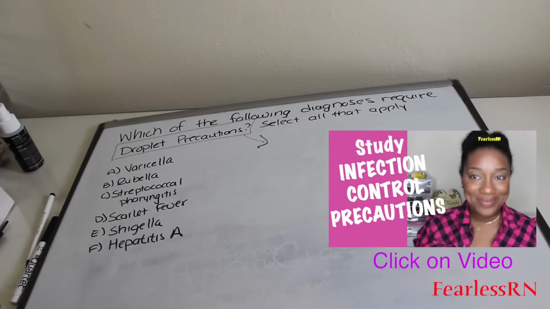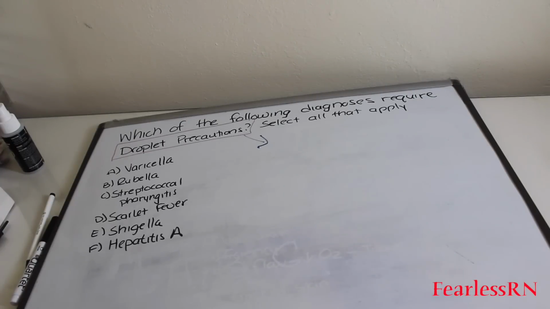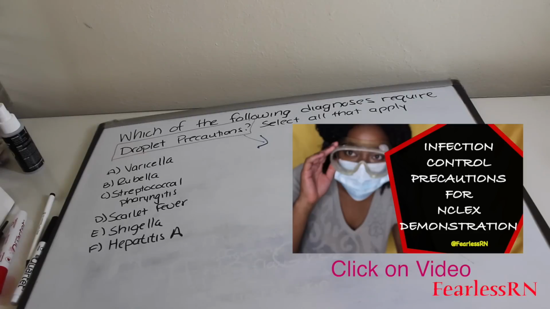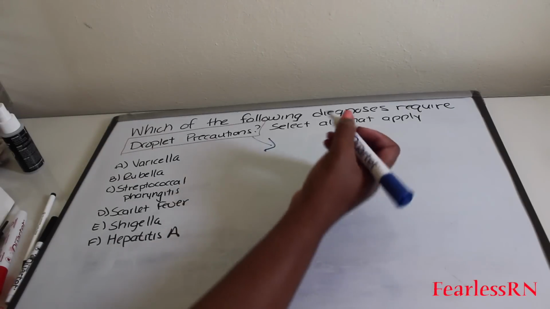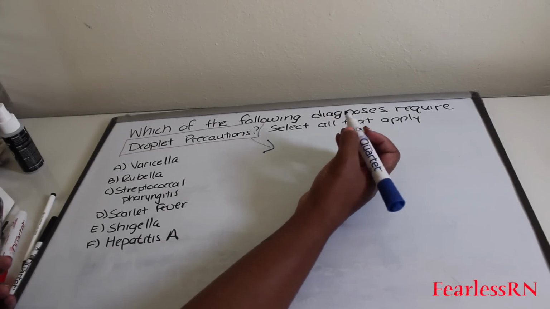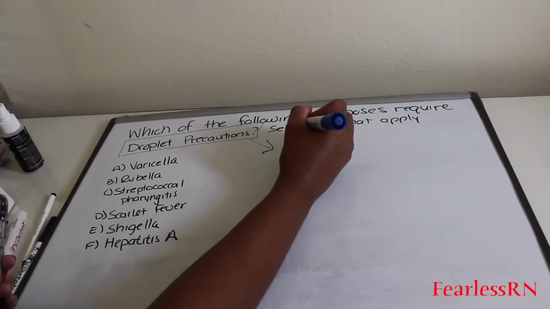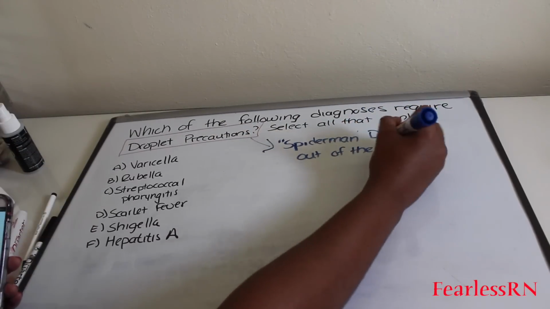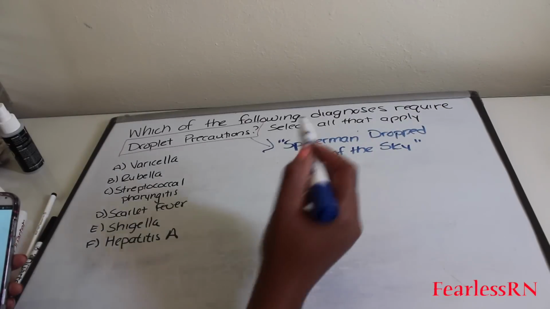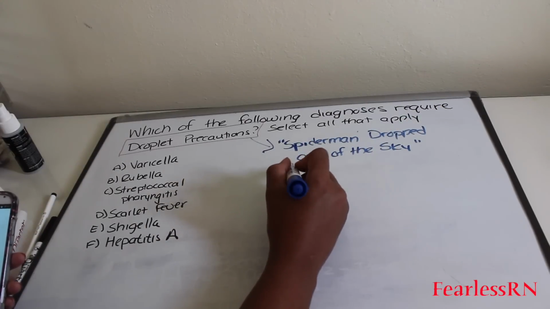I do have a few videos on this channel showing you a quick way on how to memorize your isolation precautions. You can stop now and go look at that video and come back, or we can just go through it here. So now you have to know what is droplet precaution. For droplet precautions, I taught you guys that you should think about Spider-Man drops out of the sky. What diseases fall under Spider-Man?